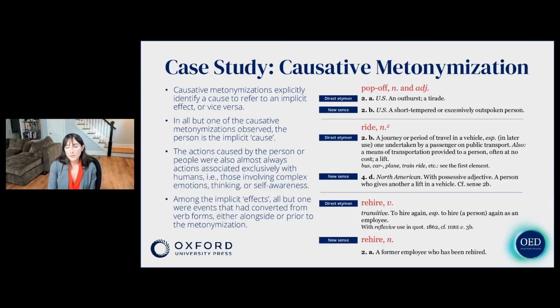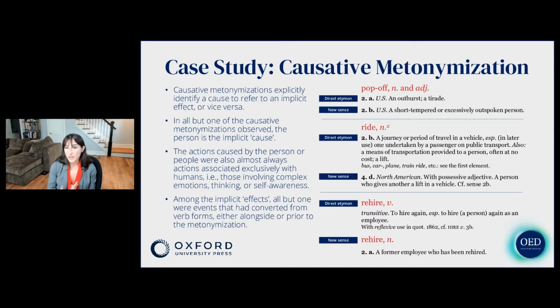And so, moving on to the more qualitative analysis, I mentioned that I'd go back to causative and locative metonymizations. There are a couple of interesting findings in each of these categories. Causative metonymizations explicitly identify a cause to refer to an implicit effect, or the other way around. Interestingly, in all but one of the causative metonymizations observed, the person is the implicit cause. And so we're almost always seeing that the person-referring noun is in the position of the causer.